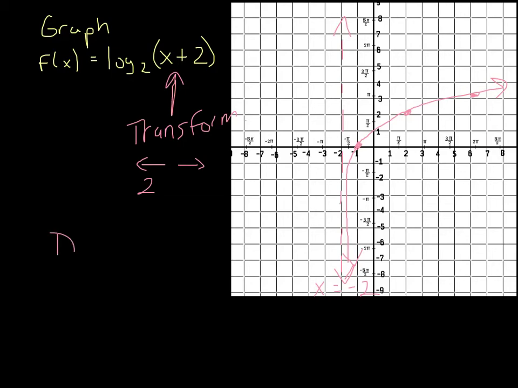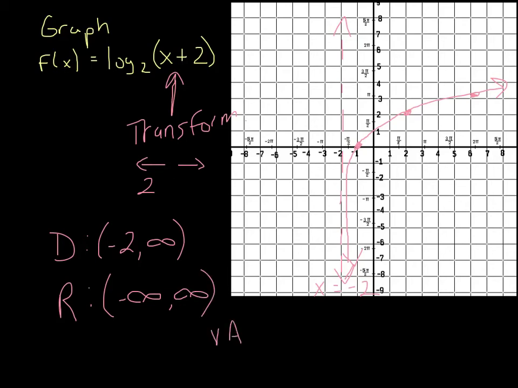Okay? If I were to look at my domain now, it is no longer 0 to infinity, but my domain is going to be negative 2 to infinity. And my range doesn't change. It's still going to be negative infinity to infinity. And I still have my vertical asymptote, but now it is located at x equals negative 2. So we have those transformations applying to logarithmic functions, applying to exponential functions, just like they did with quadratics and cubics and square roots. We still maintain those same ideas of having those transformations of the graphs.